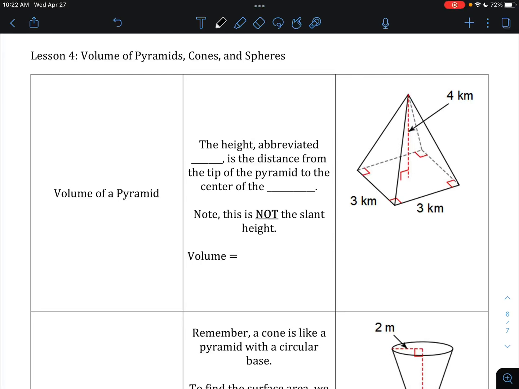Alright y'all, welcome back. In this video, we're going to be looking at how we find the volume of pyramids and cones. Next video, we'll be doing spheres, so that will be next time.